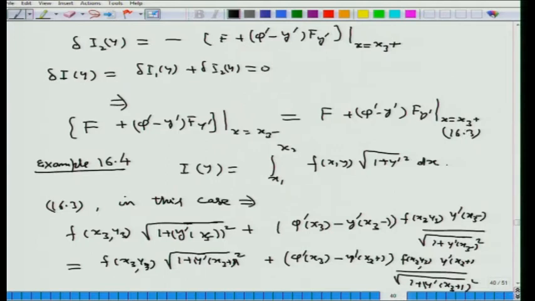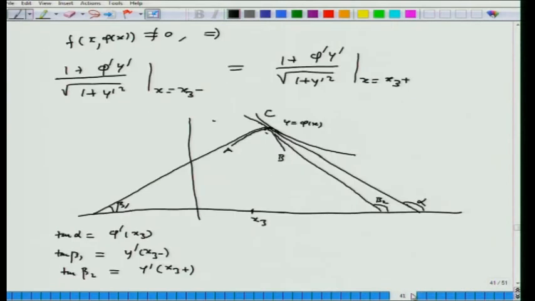And then we considered this example 16.4, where this f x y is non-zero on the given function y equal to phi x. And so, we got the condition here that 1 plus phi prime y prime over square root of 1 plus y prime square at x equal to x 3 minus, that means the left limit, equals the same thing at the point x 3 plus, the right limit.